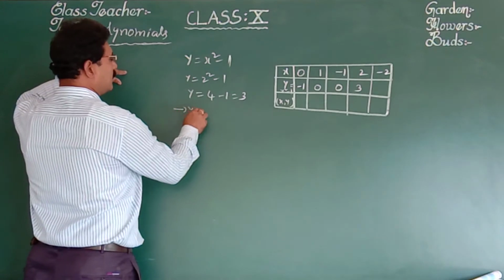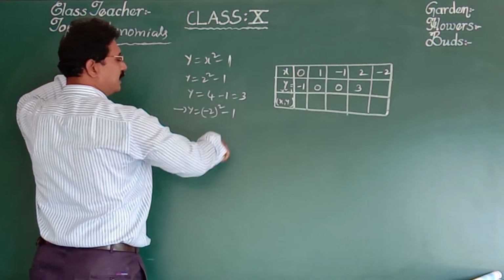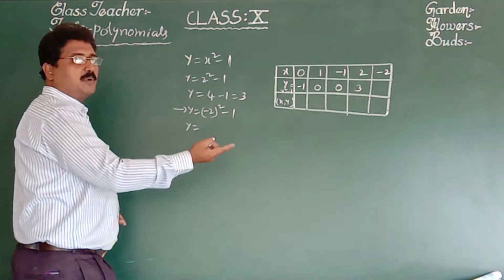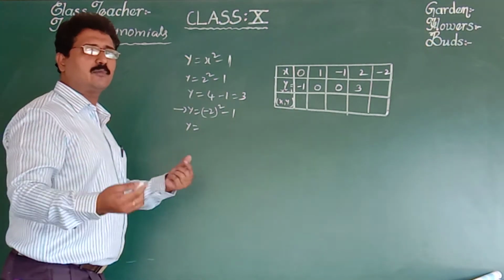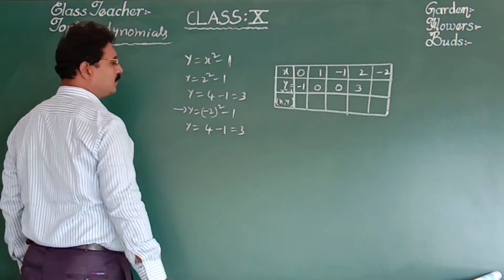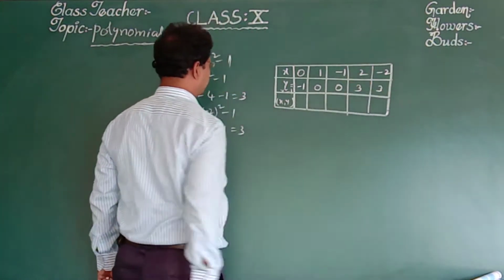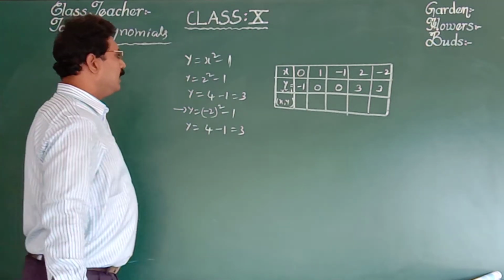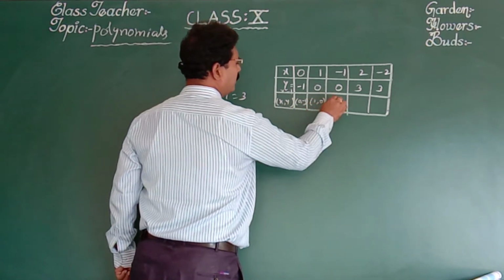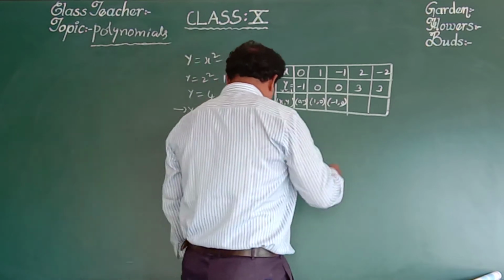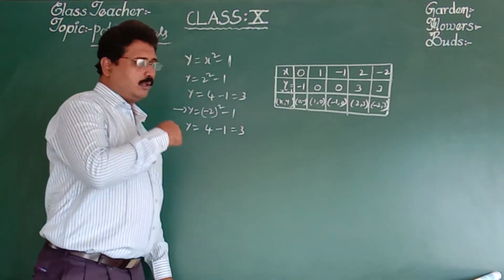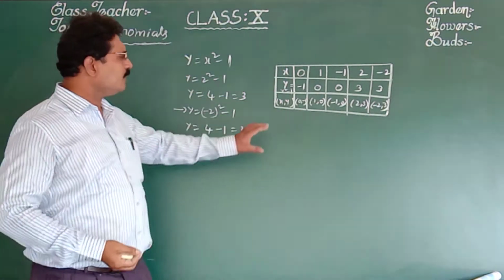Now substitute: y is equal to minus 2 whole square minus 1. Minus 2 whole power an even number, minus whole power even number is always positive, whole power odd number is always negative, which we discussed already. So minus 2 whole square is plus 4, minus 1, which is equal to 3. Now this value is 3, minus 2 value is also 3. Now what are the points? 0, comma, minus 1; 1, comma, 0; minus 1, comma, 0; 2, comma, 3; minus 2, comma, 3.